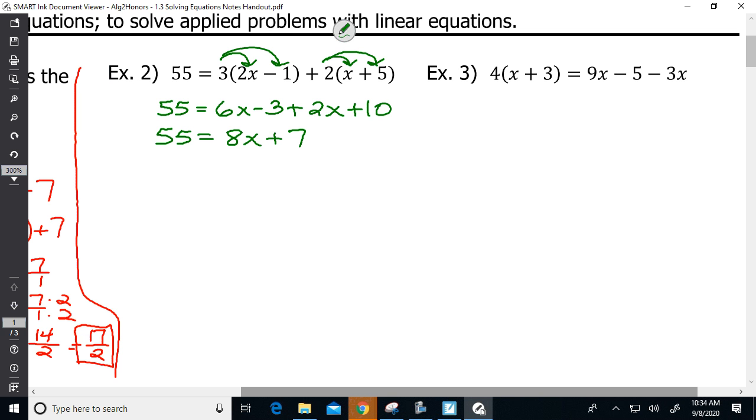So, the next step would be to subtract 7. Now, you're in honors. Therefore, I don't need to see that you subtracted 7 on both sides. You don't have to put minus 7 and minus 7. If you choose to, that's fine. I'm not going to stop you from showing the work. I'd rather you show more work than not enough. But you don't have to put minus 7. You can go directly to 48 equals 8x. Just like I'm not going to penalize you if you don't put divided by 8 on both sides. And x equals 6.